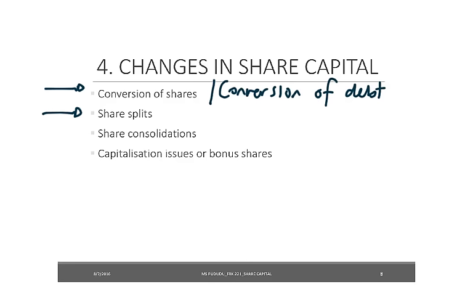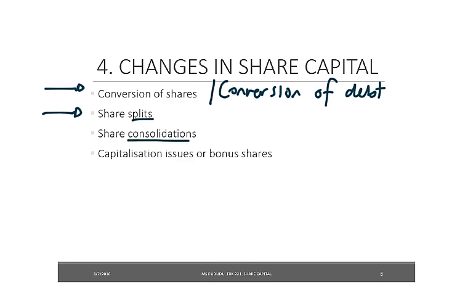The next type of share change is where you have a share split. Let us use an example. If you have one share worth 5 rands, then you split that share into 2 shares worth 2.50 each. You have changed the share capital structure. You now have 2 shares instead of 1. However, the total value of your share capital remains the same, which is 5 rands.